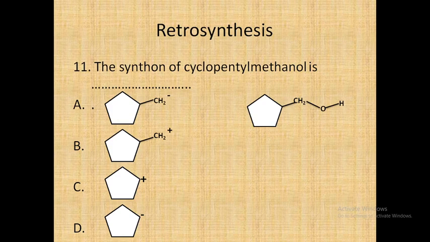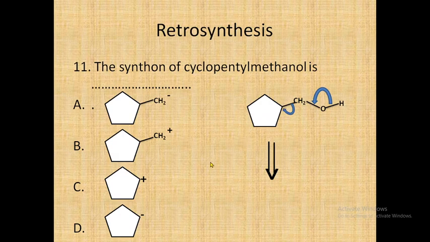So how can we do the disconnection or retrosynthesis of cyclopentyl methanol? See, if this particular OH bond is breaking like this, then the next bond will break in this way. If you see, this is the heteroatom, and whenever a heteroatom is present, the beta bond will always break. This is the alpha bond and this is the beta bond. As this electron pair goes onto this carbon, it gets the negative charge.